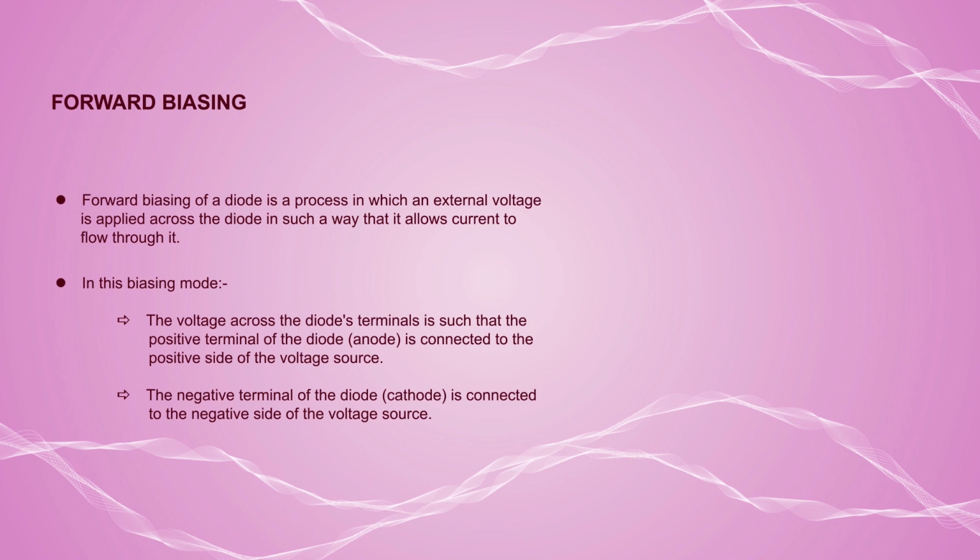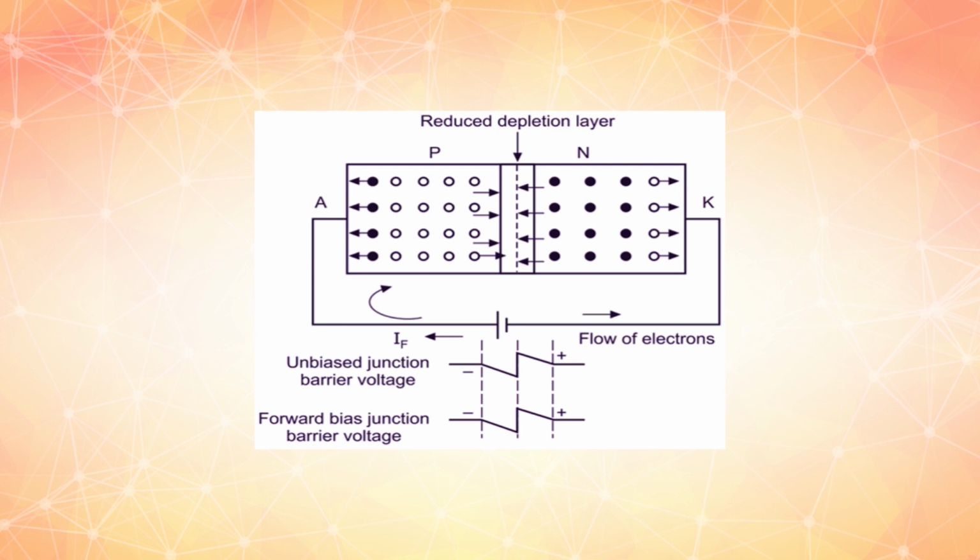suppose we are taking a DC source and it is having again two terminals, that is positive and negative. So, when the positive of the voltage source is connected to the positive of the diode, that is anode, and the negative of the voltage source is connected to the negative side of the diode, that is cathode, this type of biasing mode is called as forward biasing, and this is the favorable condition to remove the barrier or the depletion layer and to overcome the barrier potential. So, the following figure shows the working of forward biasing.